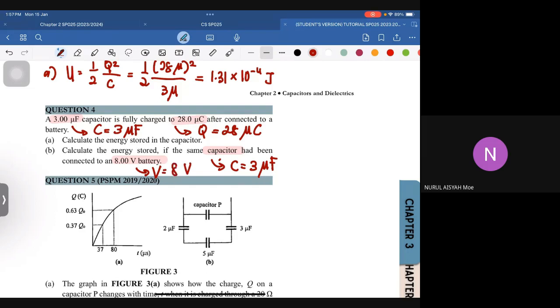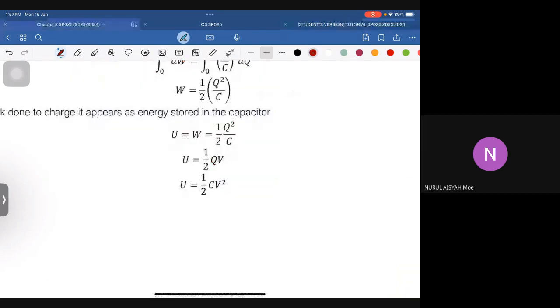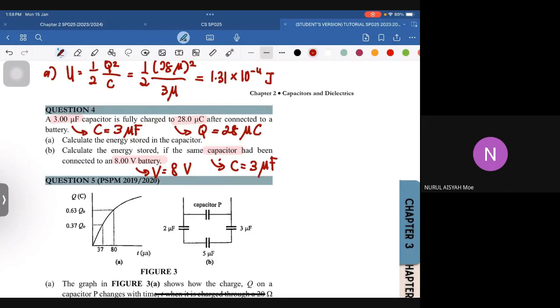Tapi dia tanya soalan yang sama. Dia suruh cari energy stored. So kita check balik apa yang ada C, apa yang ada V. So formula yang ini ada C, ada V. So maksudnya kita apply je terus. So the formula half CV square. So U is equal to half CV square.